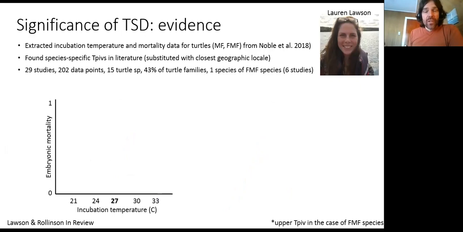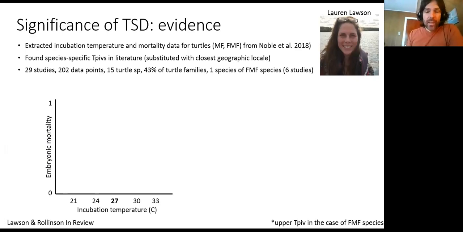Test some of the predictions that arise from this Travers-Willard idea. So I'll direct you to this graph down here. Here I'm going to show embryonic mortality on the y-axis in relation to incubation temperature. If we have different clutches of eggs incubated at different temperatures, embryonic mortality would be the proportion of eggs in that clutch that died, which should be correlated with thermal stress.